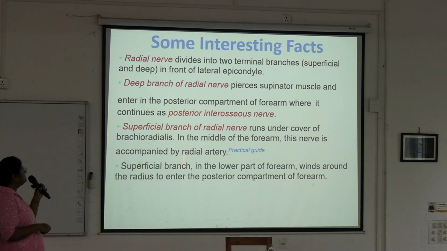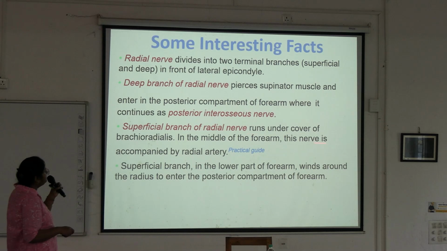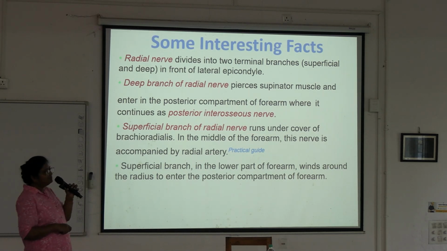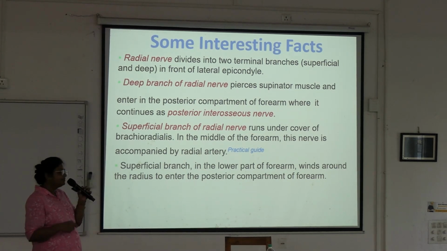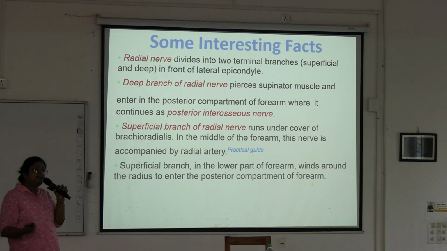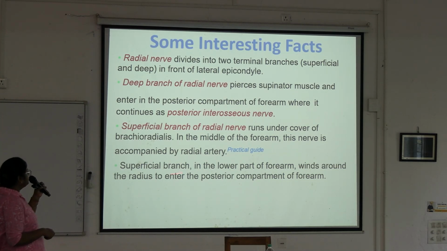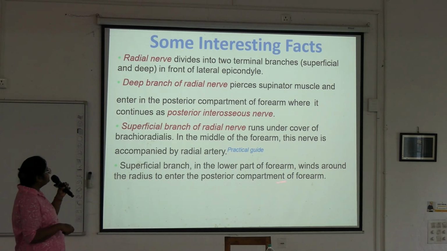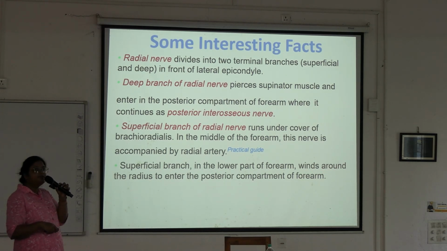And the superficial branch of the radial nerve runs under cover of brachioradialis, and in the middle of the forearm this nerve is accompanied by the radial artery in the anterior aspect of the forearm. The superficial branch, in the lower part of the forearm, winds around the radius to enter the posterior compartment of the forearm.